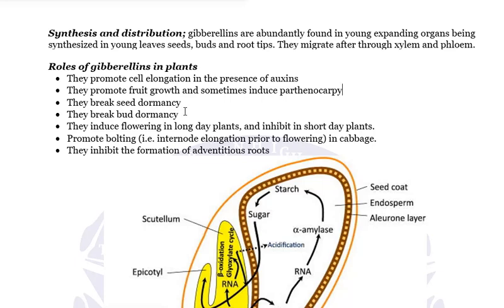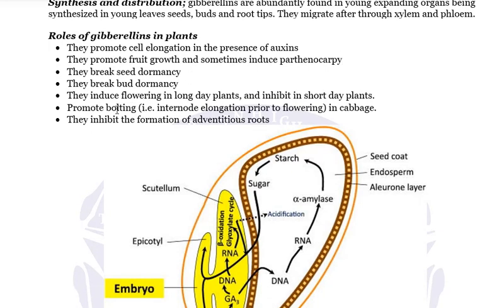As we said, auxin promotes the apical growth, but inhibits the lateral bud growth. But in the case of Gibberellins, they break bud dormancy. So if we don't have bud growth, then spraying the plant with Gibberellins will promote the lateral bud growth. Then they induce flowering in long day plants and inhibit it in short day plants. Long day plants are plants which require sunlight for more time in order to flower.